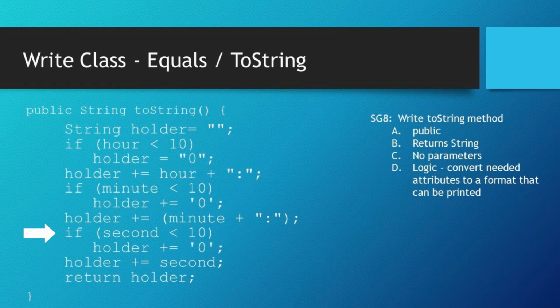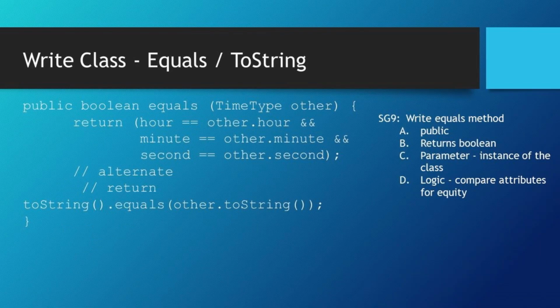Finally, we look at second. Again, if second is less than 10, we add a 0 to the output string. Then we add the value of the second instance attribute. Then we return the value of the local variable holder. Since the return type is string, we must have the return of a string variable in the method logic.